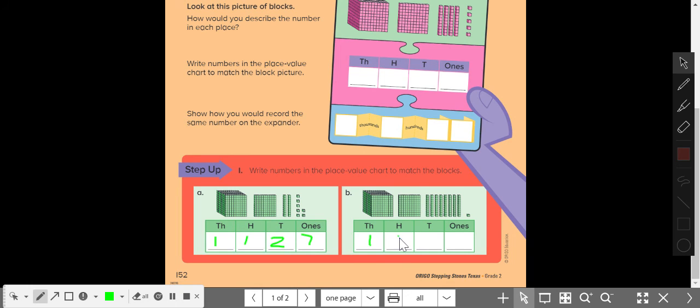For letter B, I have 1 thousands block, 1 hundreds block, 1, 2, 3, 4, 5, 6, 7, 8 tens blocks, and 1 ones block. So my number is 1181. Now it's your turn to try.